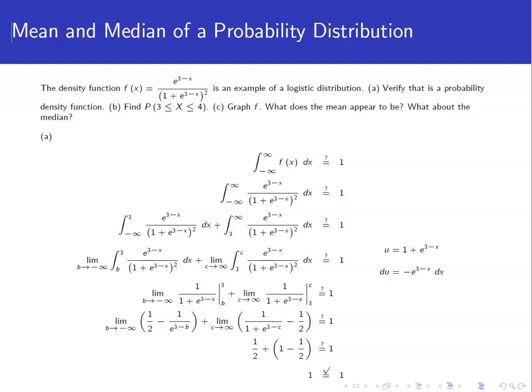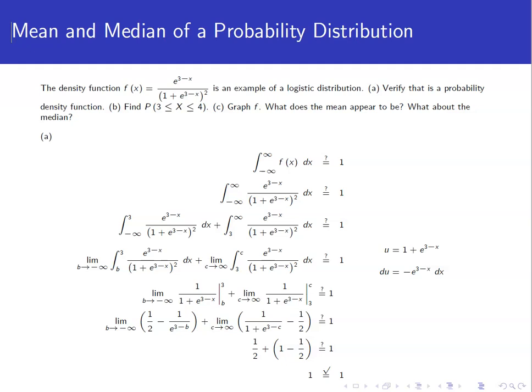In this video, we're going to look at the mean and median of a probability distribution. So we're given a probability density function of e to the negative 3 minus x over 1 plus e to the 3 minus x quantity squared in that denominator. We're asked to verify this really is a probability density function.